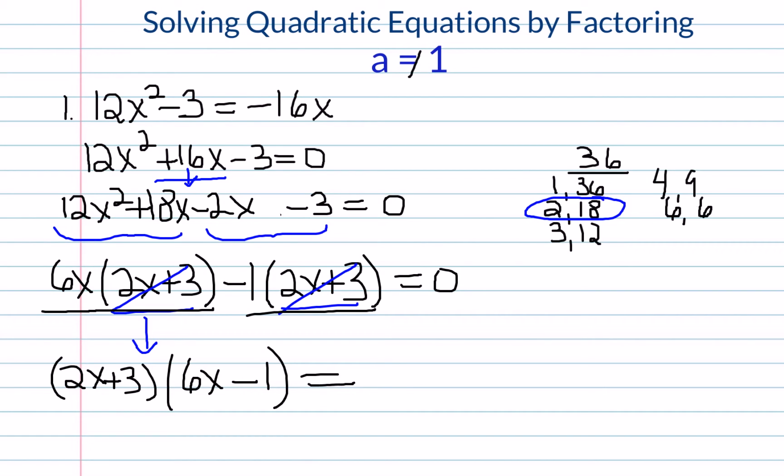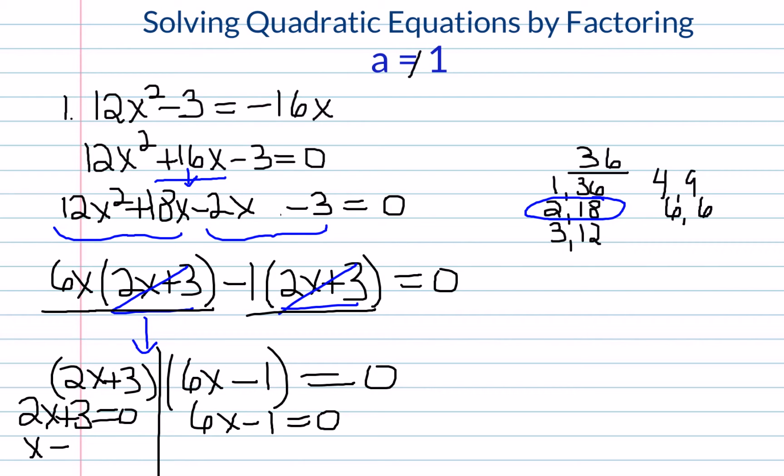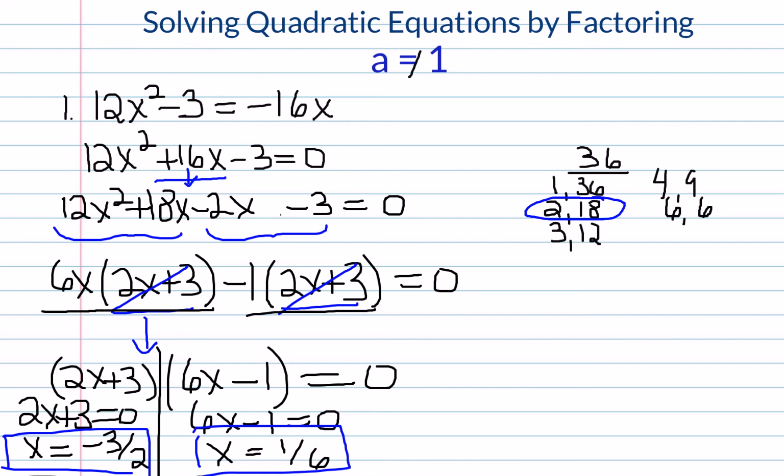So I bring down the equals 0, set the factors up, rewrite the 2x plus 3. That could equal 0. Or perhaps my 6x minus 1 could equal 0. Solving both equations will leave me with x could equal negative 3 halves, or x could equal 1/6. And there you have it. We're done. Our two solutions could be negative 3 halves or 1/6.